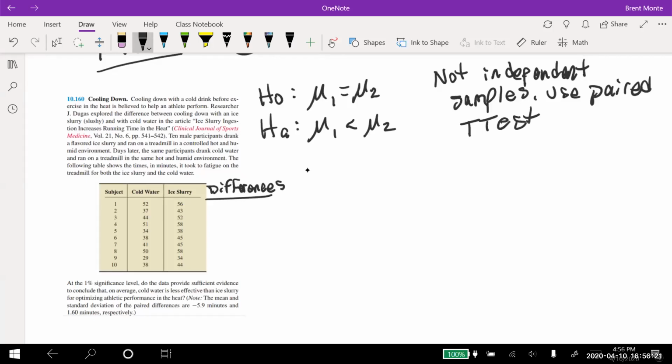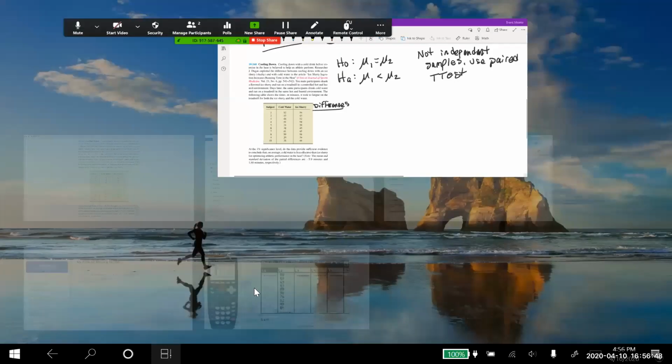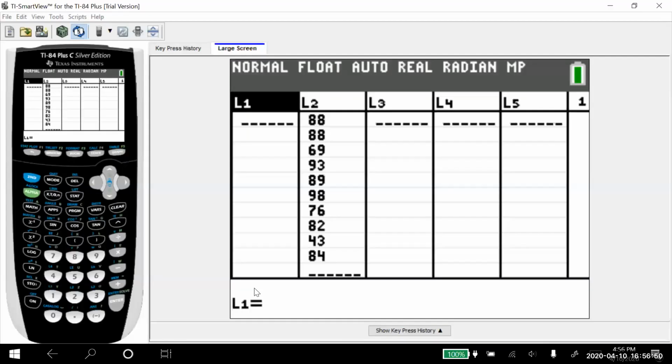All right, so let's go to the calculator. I'm going to input all of those numbers. I'm not going to do the 1 through 10. That's just signifying who they are. But I'll put the columns for the cold water and the ice slurry. So let's jump here. Let's go new share, and we'll pull up the calculator.